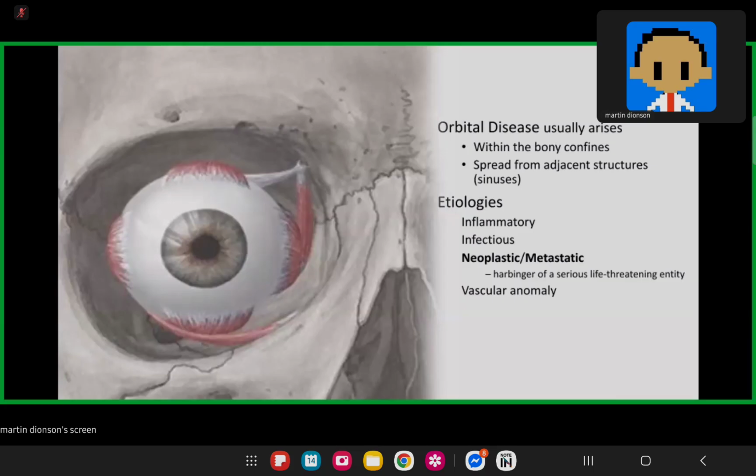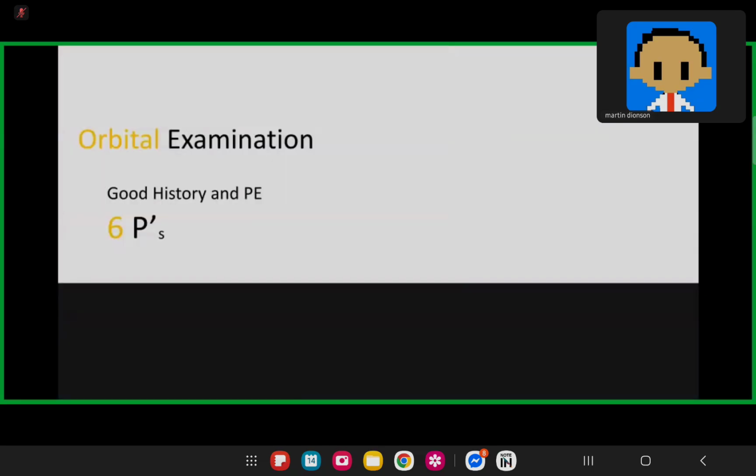Okay, so when we talk about orbital diseases, they usually arise from within the bony confines of the orbit, or they may spread from adjacent structures such as your sinuses. So etiologies often in orbital diseases include inflammation, infections, and neoplastic or metastatic etiologies, which can be harbingers of a serious life-threatening disease, or they may be coming from your vascular anomalies. So in order for you to have a good orbital examination, you should have good history and physical examinations.